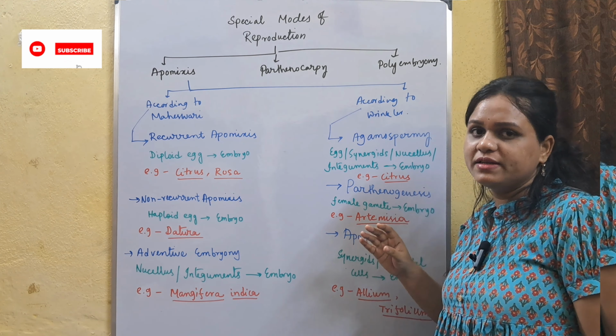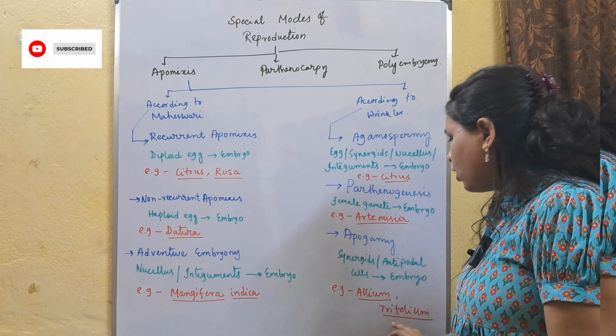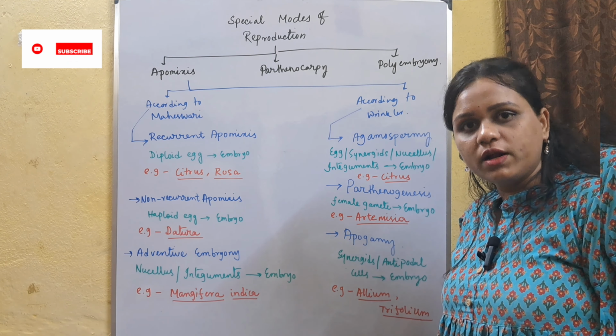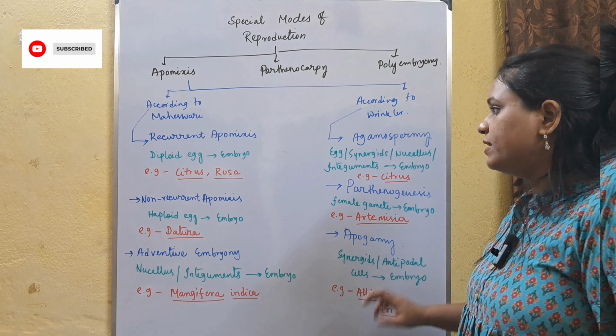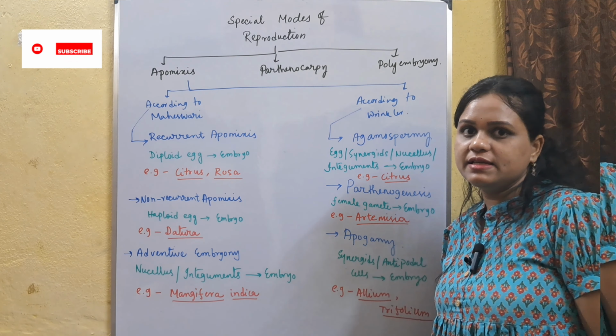Parthenogenesis is the formation of an embryo from the female gametophyte. Artemisia shows the parthenogenesis type of apomixis. Apogamy is the formation of an embryo from either synergids or from the antipodal cells, but here the egg is never involved in the formation of the embryo. In Allium, that is in onion, and in Trifolium, this type of apomixis is seen.